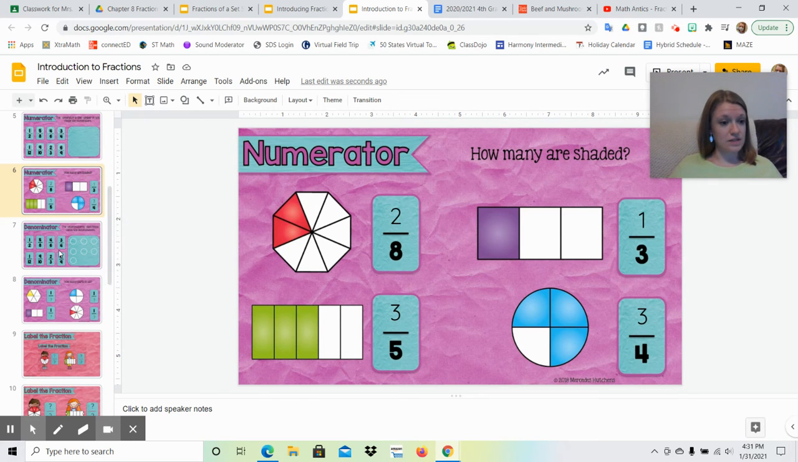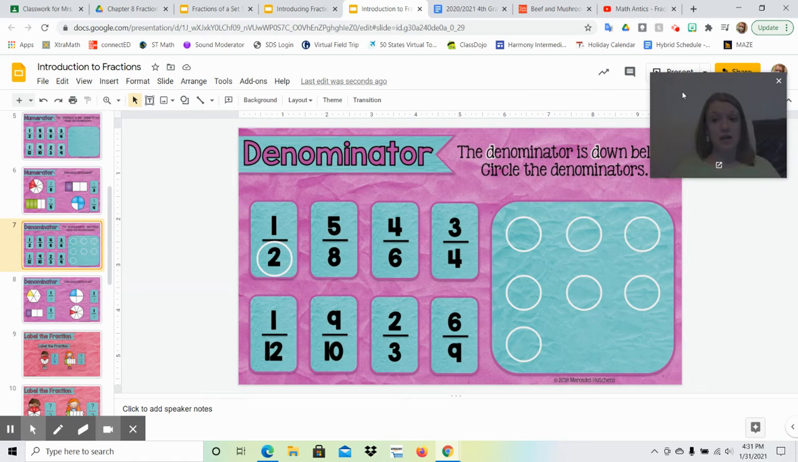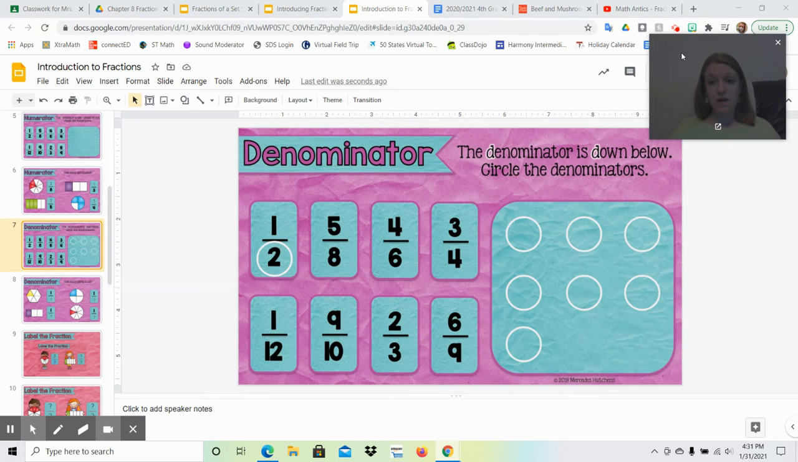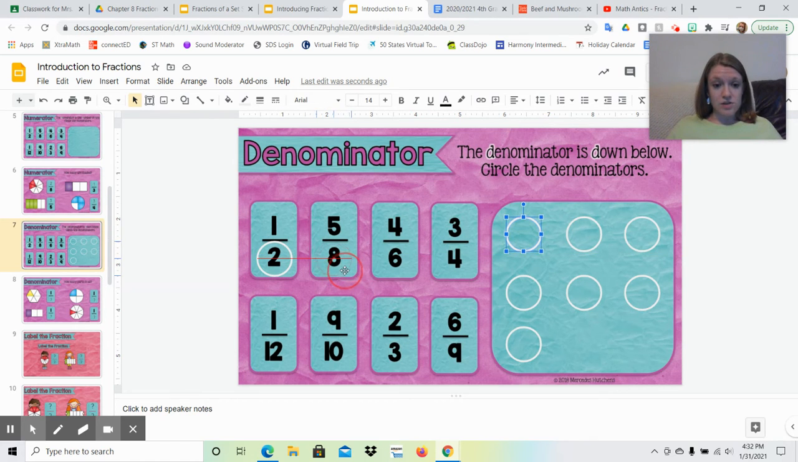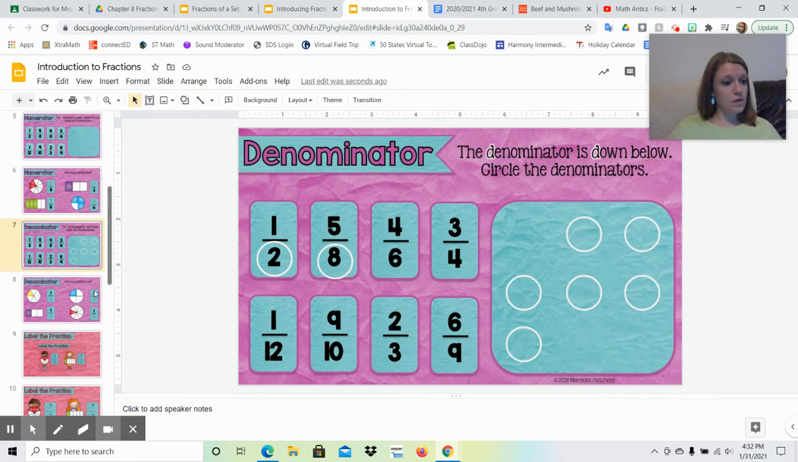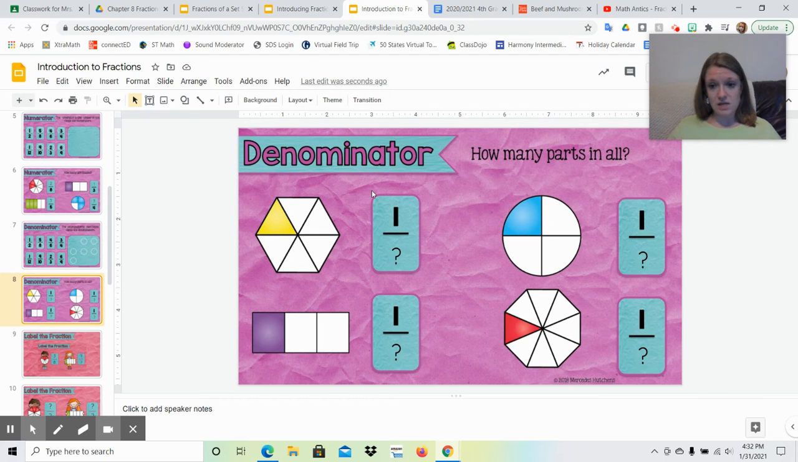Okay, let's go to slide 7. Now we're going to talk about the denominator. So the denominator is down below. Think about the denominator being in the downstairs. Both start with D. So what you're going to do is drag all these circles over here to circle all the numbers that are on the bottom. I'm not going to do all that right now because you guys can do that. Let's go to slide 8.